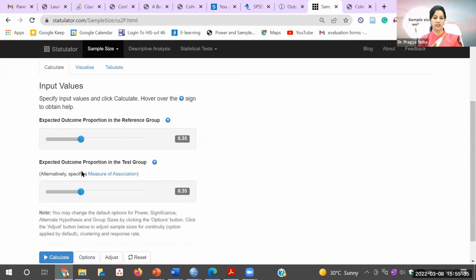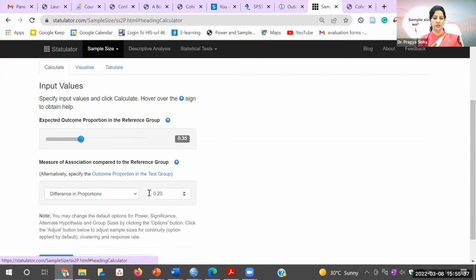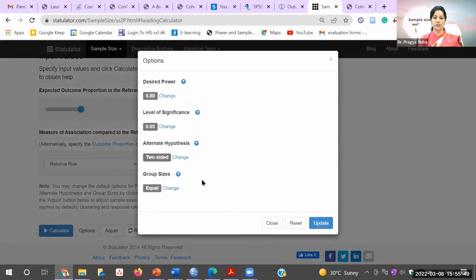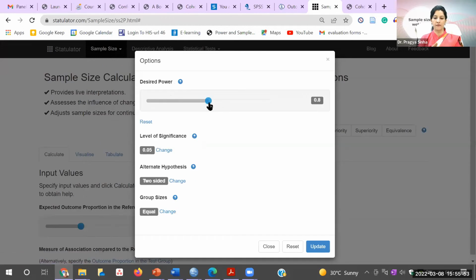And then the other thing is the measure of association. So the measure of association is the relative risk, and relative risk was 0.5 in this case. So I have typed 0.5 and then you have to use the 90% power. So I will press this change because I have to do the adjustment, or I will drag this to 0.9.